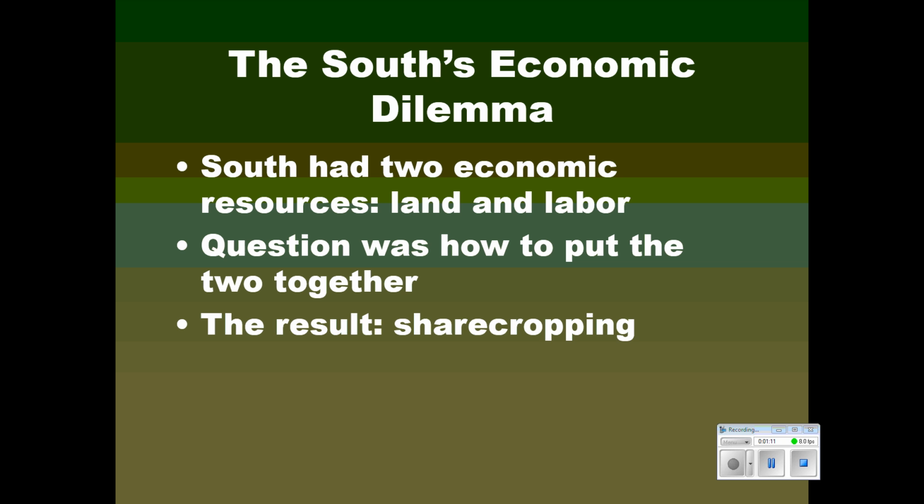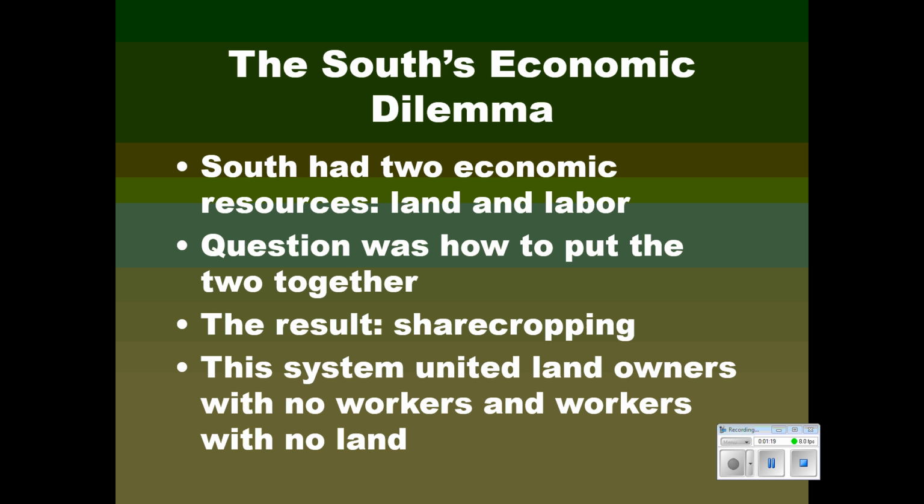Well, the solution, such as it was, was sharecropping. And this system united landowners who had no workers and workers who had no land. Now, the sharecropping system was one of extreme hardships, and we'll talk about how and why that worked.